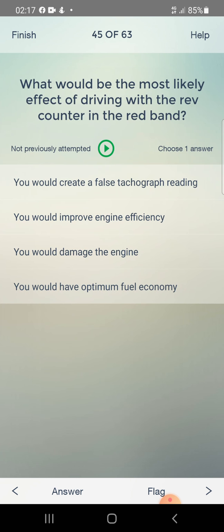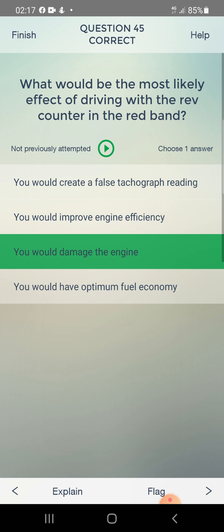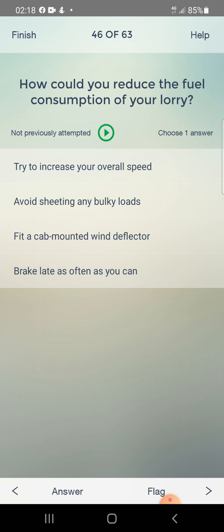What would be the most likely effect of driving with the rev counter in the red band? You would create a false tachograph reading, you would improve engine efficiency, you would damage the engine, you would have optimum fuel economy. Third, you would damage the engine. How could you reduce the fuel consumption of your lorry?